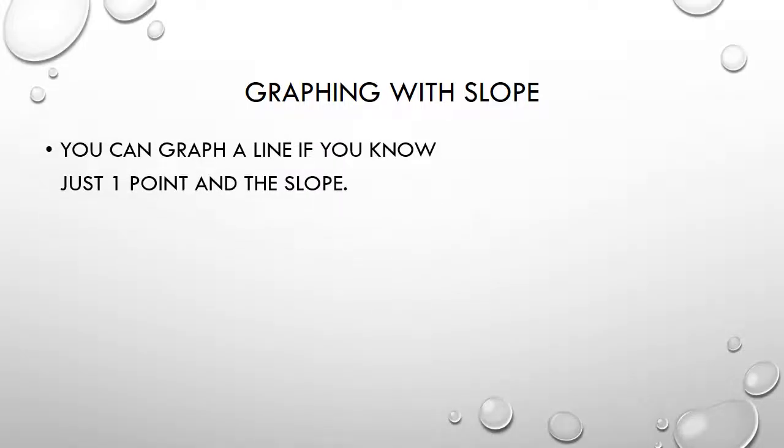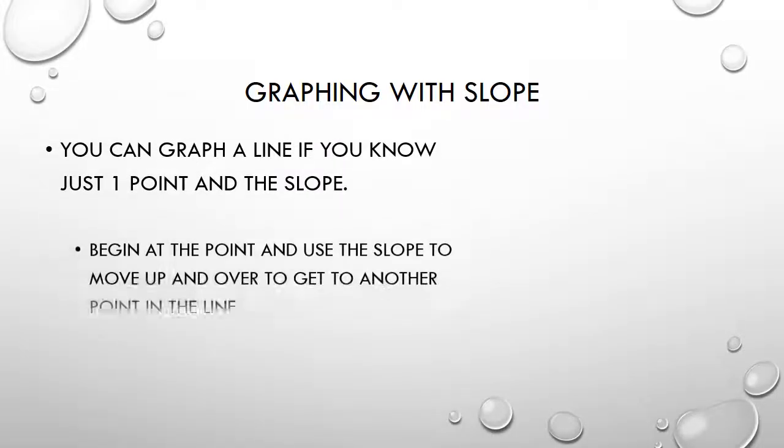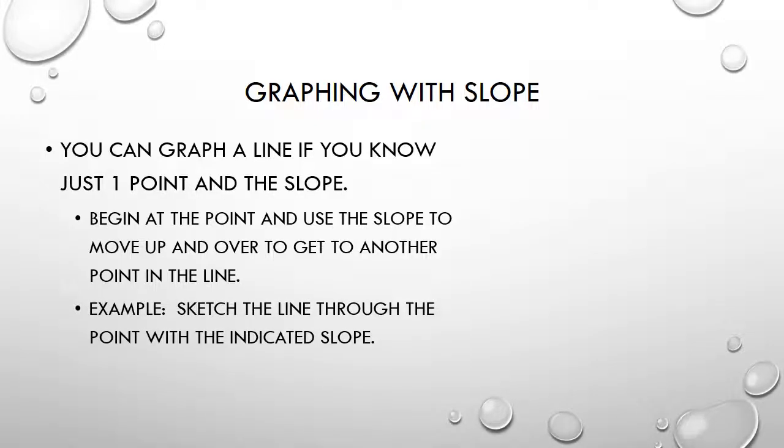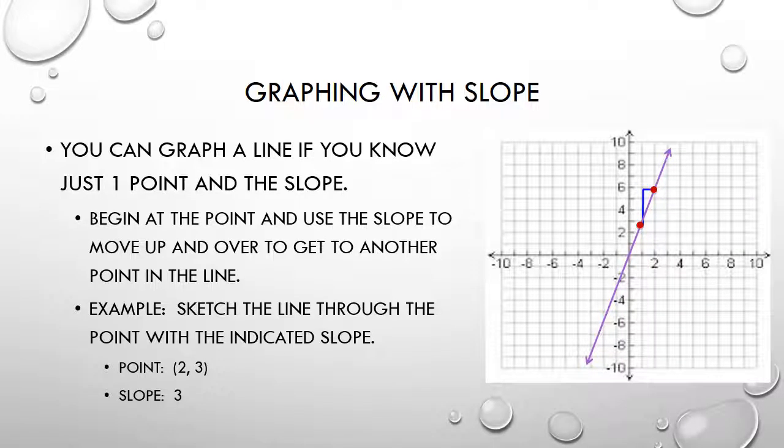Now you can graph a line if you know just one point and the slope. What you do is you put the point on the graph, and then you use the slope to move up and over to get to another point that will be in line with it. For example, we're going to sketch the line through the point 2, 3 with a slope of 3. So what we did is we put the point 2, 3 on the graph, and then we moved up 3 and over 1. Our rise was 3 and our run was 1. Placed a second point, and then connected the line through both points.